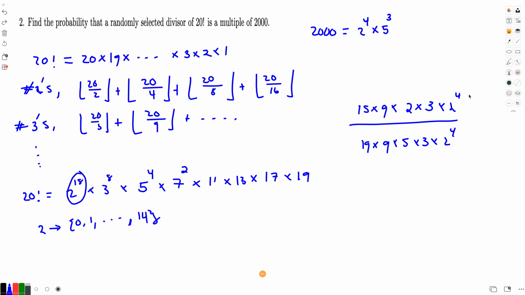And then now all we have to do is simply evaluate. This goes away, this goes away, this goes away. And we're left with 30 over 95. And then we can divide a 5 out. That gives us 6 over 19. And then this is going to be in most simplified form. So this is our answer. And we are done.